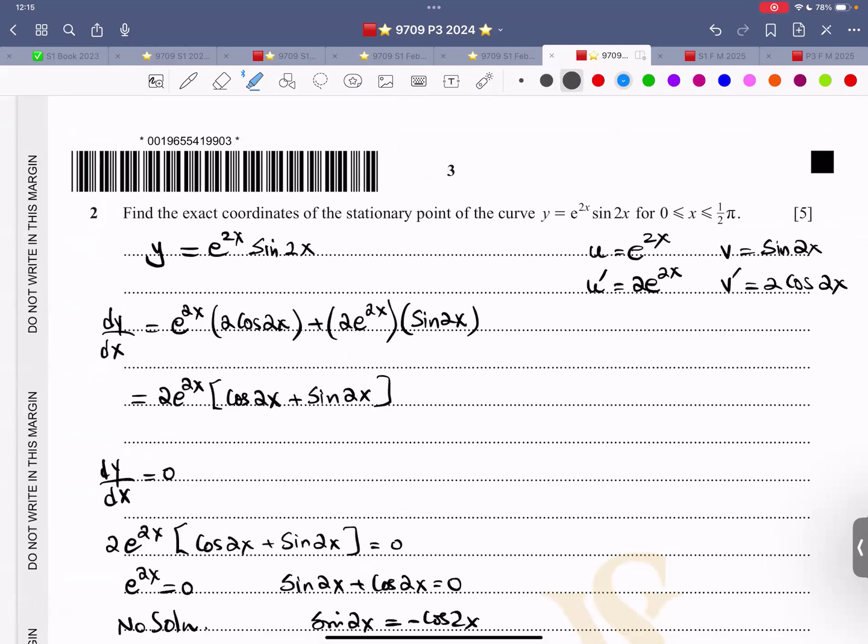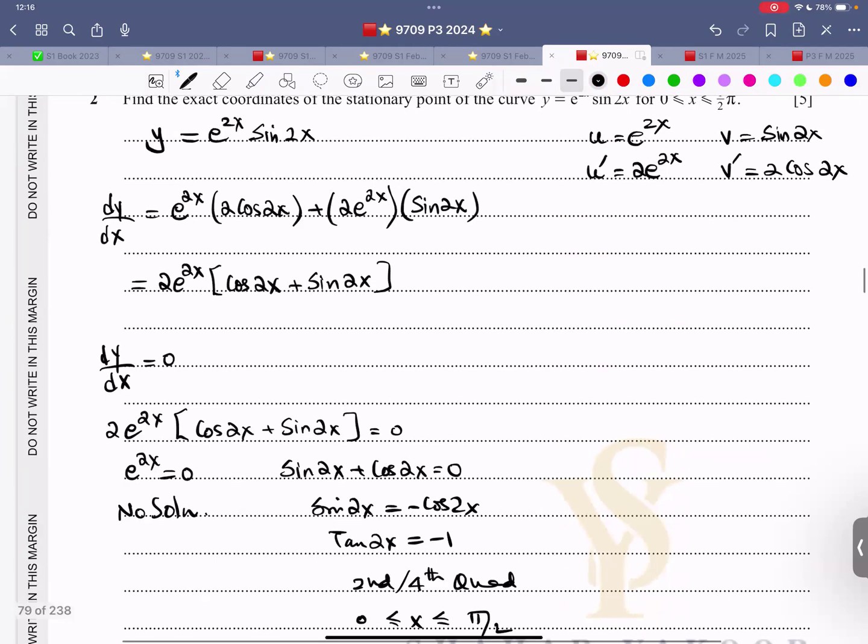Question number 2, it's about the concept of stationary points. So it's stationary points, it's differentiation, it's with exponential, it's with trig, it's about product rule. Just look at the working, pretty straightforward. U, V prime, V, U prime. There it is. This is U, U prime. And then there is V, V prime. So this is U, V prime plus V, U prime.